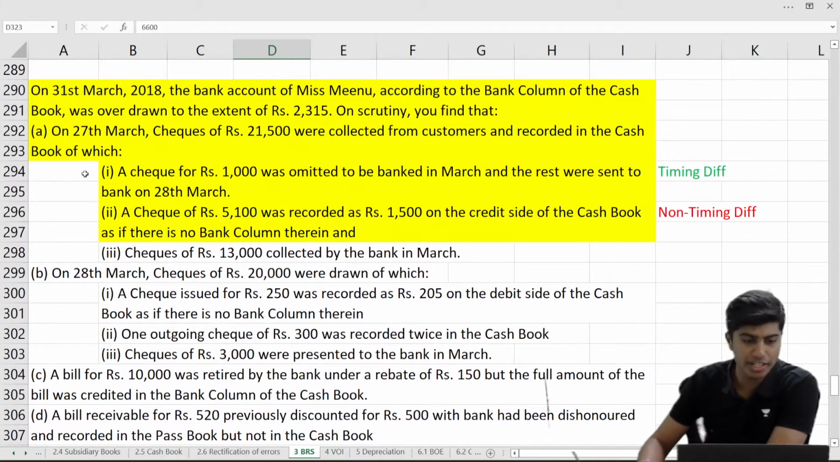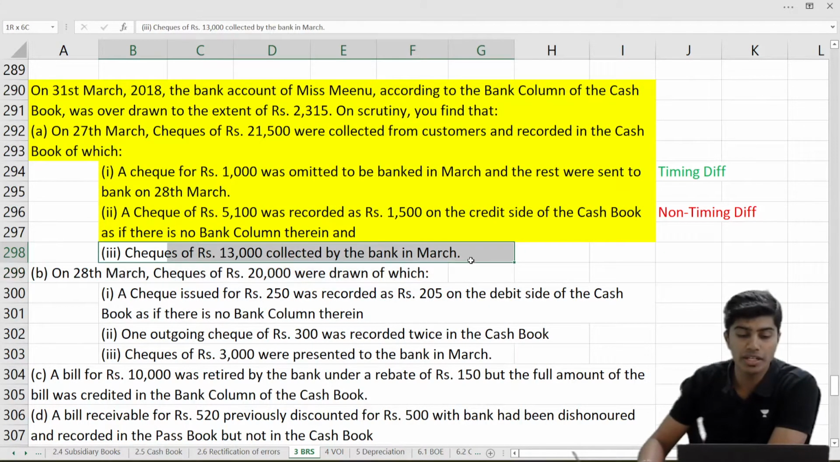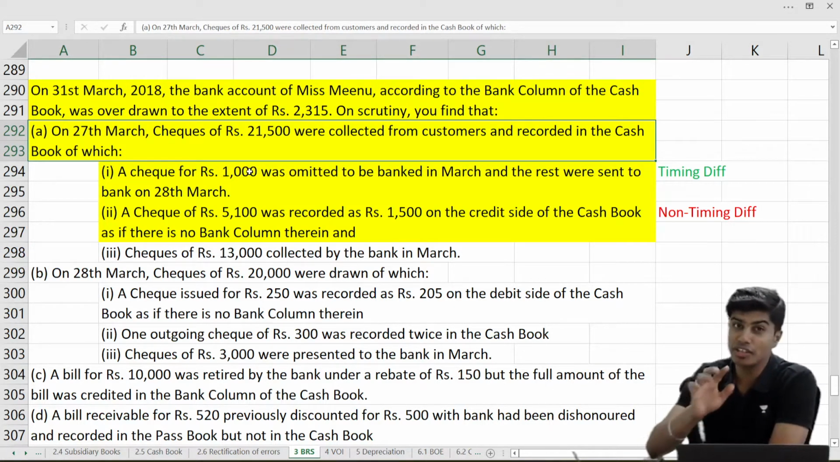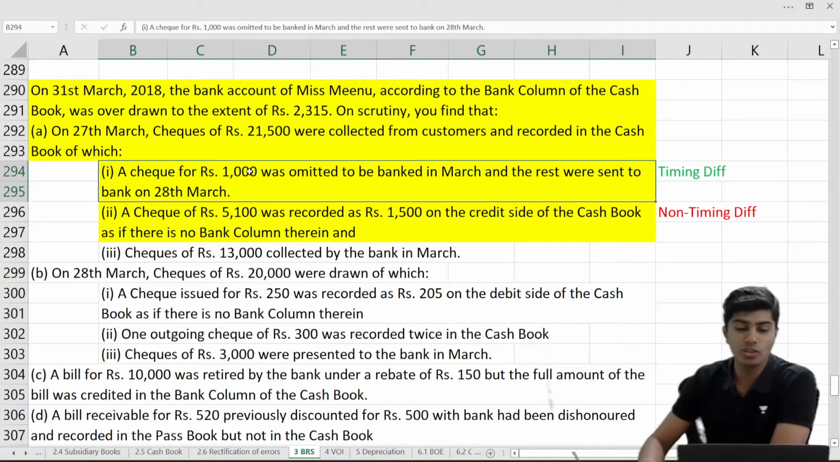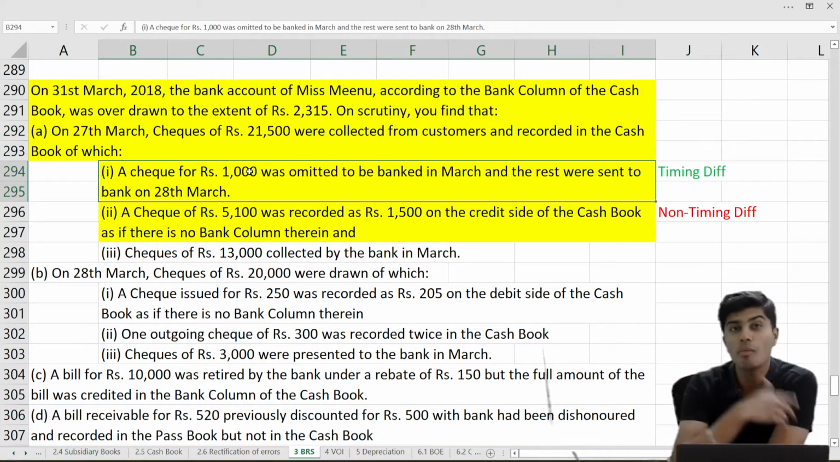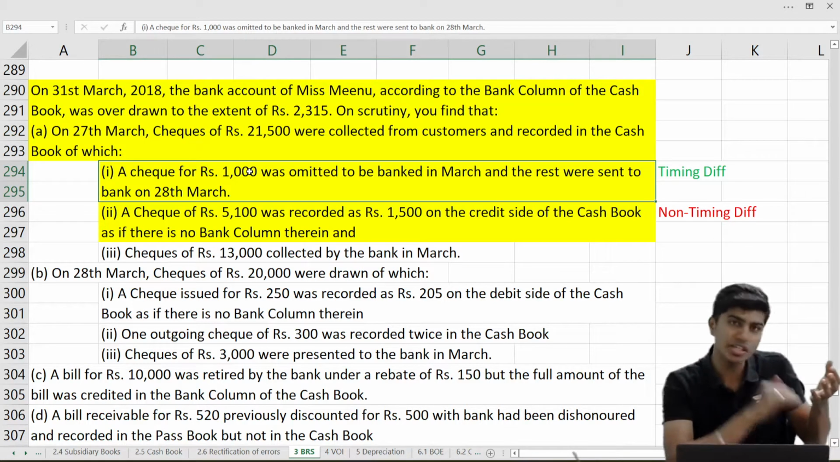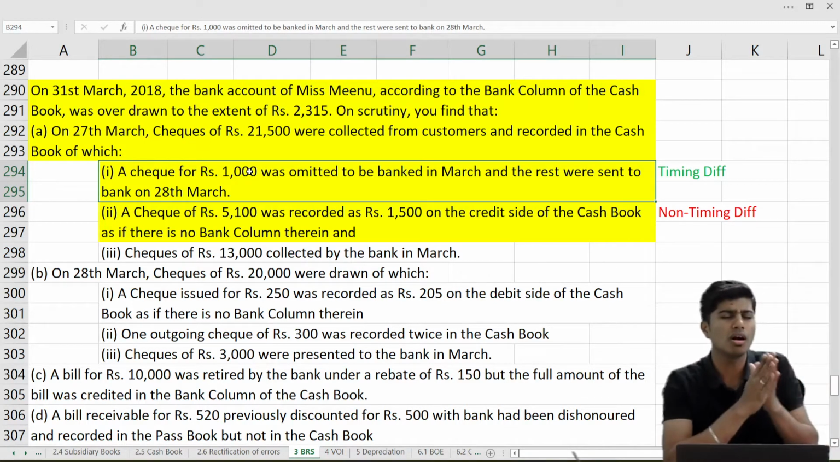Then what do we have? We will go to the third adjustment in A now. The third part is checks of rupees 13,000 collected by the bank in March. How many checks were deposited? 21,500 worth checks are deposited. In that 21,500 worth checks received, 1000 rupees, though, you didn't send. How much did you send then? 21,500 checks you received. 1000 rupees check you kept with you. You took all the checks.